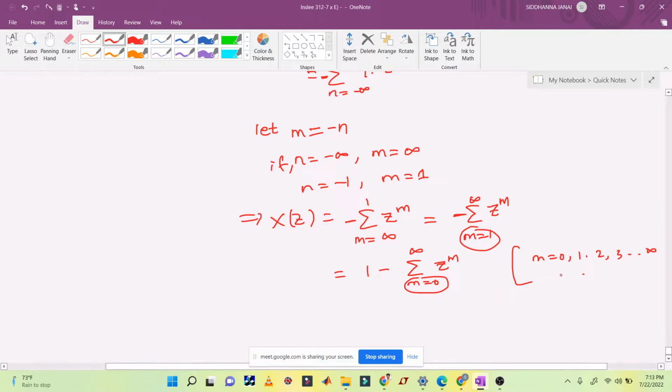That's why we can write this equation as z power 0, that is m equal to 0, plus summation m is equal to 1 to infinity z power m. This one I am writing in this way, m of 0. So z to the power 0 is 1, and this 1 and 1 will cancel out, correct?